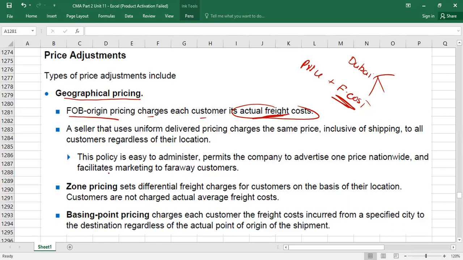Then you have another thing, which is called uniform delivered pricing. As per the word, it means you are charging the same price to all customers, regardless of their location.